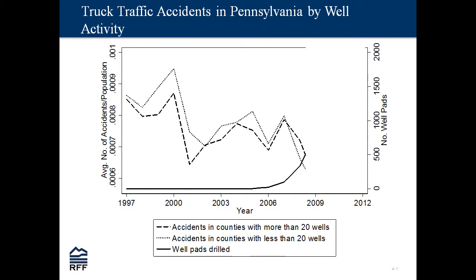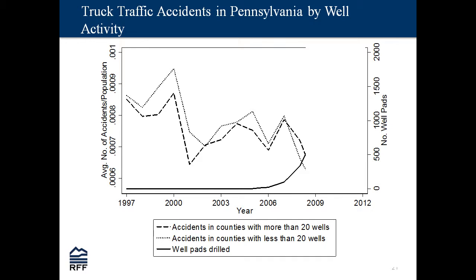So these two lines here, the heavy dotted line, are accidents in counties with more than 20 wells in them. And this is the accident rate over time. And then the light dashed line, that's accidents in counties with 20 or fewer wells in them. Most of these counties have zero. So these would be in Philadelphia and Pittsburgh, where there's just no activity. So you can see a couple things. One is these two lines are going together very tightly. And there's also these accident rates are jumping up and down. So it's a highly variable system.